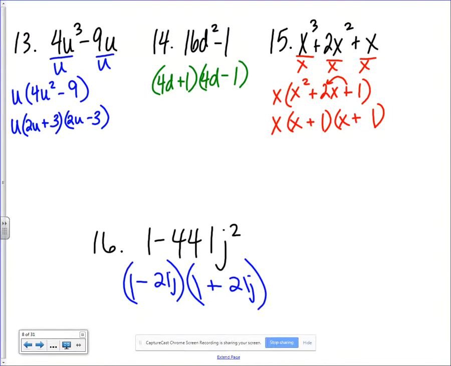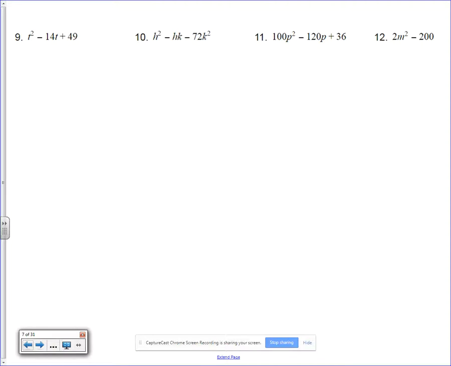Let's go to number 12 now. Got a GCF? What is it? What's left? How many terms you got? 2. Is that the difference of perfect squares in there? Drop down that front 2. Make your conjugates. Good.